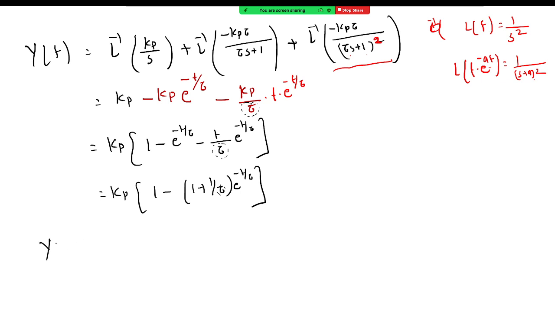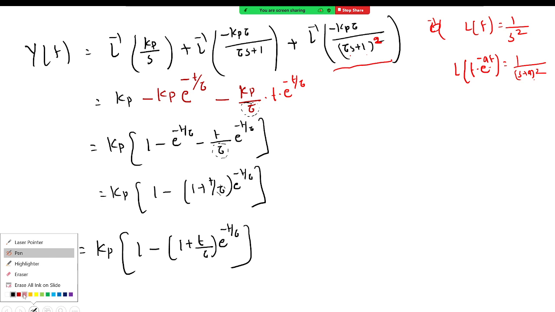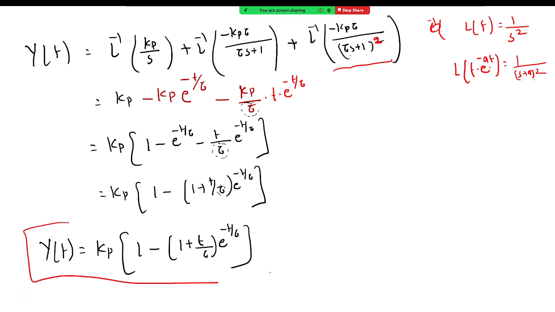Fine. So finally you got the value of y(t), that is equal to Kp times 1 minus (1 plus t divided by tau) e to the power minus t by tau. So for the critically damped system, you got the value over here, which involves t by tau and e to the power minus t by tau.